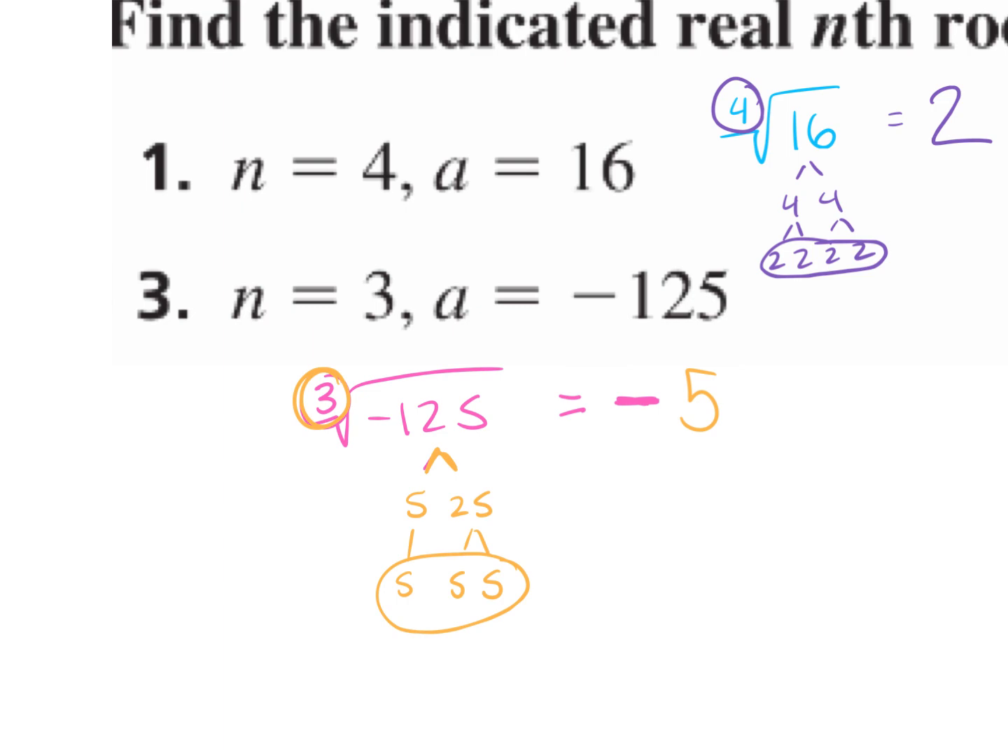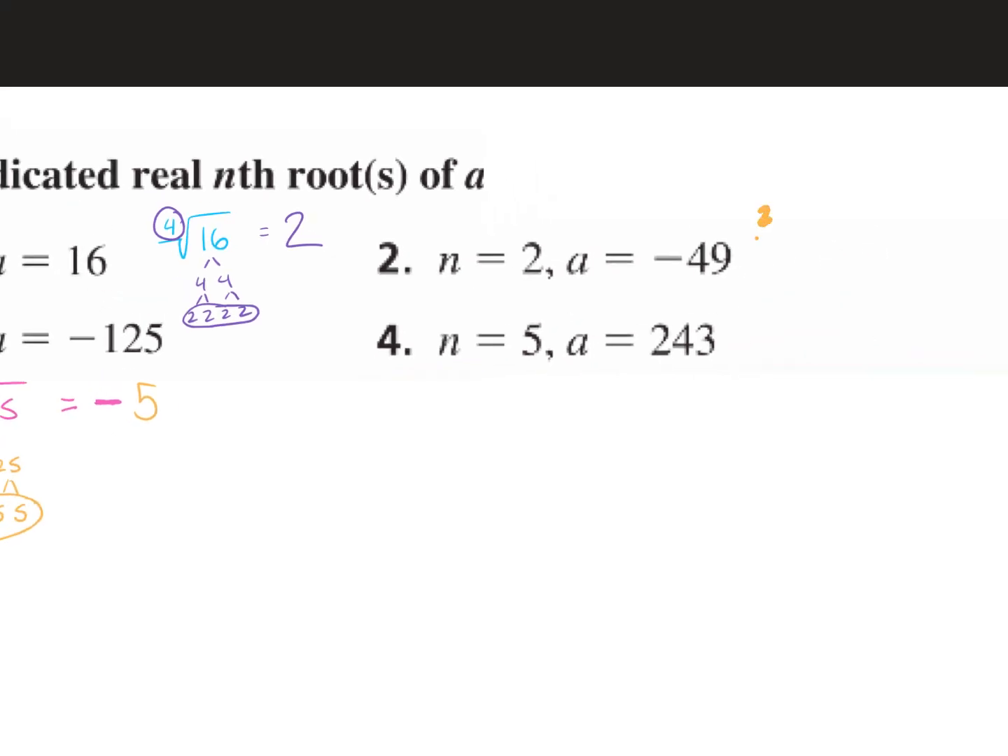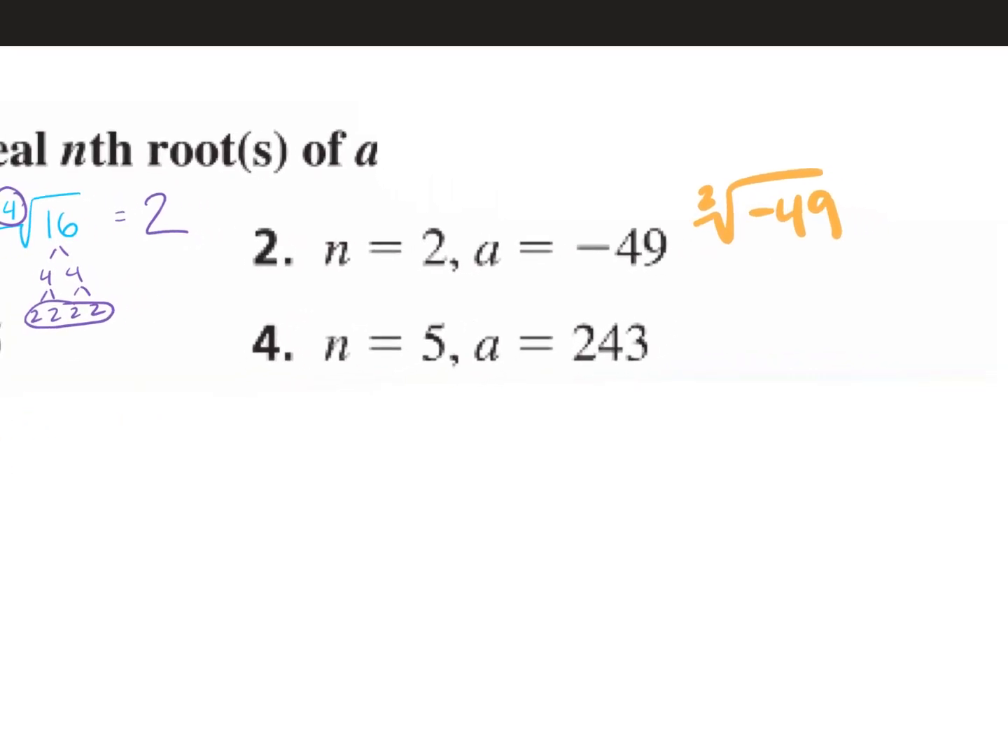All right, let's also take a look at number two. So I'm taking the square root of negative 49. Now, since it's just a square root, we don't have to write the index there, but if it helps us to know what we're going to circle, we can write it. So can I take the square root of a negative 49? No, because this is even, so I can't have a negative on the inside. So my answer would be no real solution.